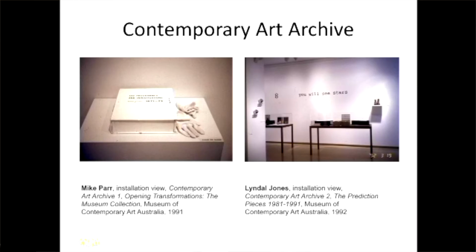From 1981 to 1991, Jones developed a series of 10 performances called the Prediction Pieces. These performances were multidisciplinary, time-based works which combined elements of theatre, music, visual arts, dance, photography and video. These works address the ways in which we predict and anticipate the future, how we think about it, and the ways in which we might have agency over it.